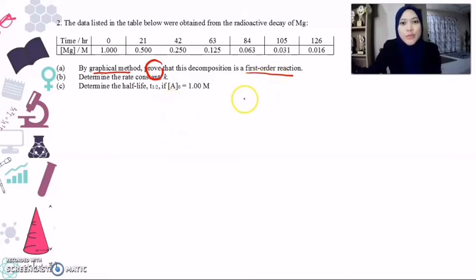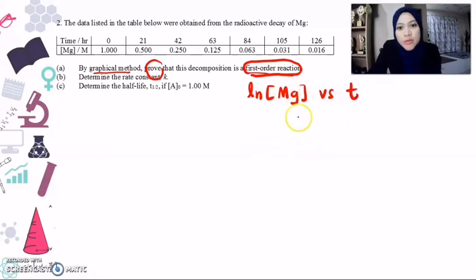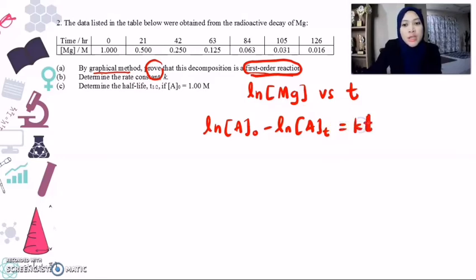In this question, I want to use the linear graph method. As it is already mentioned, it is a first order reaction. So for the first order reaction, I will plot graph ln Mg versus t. Why will I use this graph? When you want to use the linear graph method, we have to refer to our integrated rate law. For first order, it is ln A naught minus ln At equals kt. So we will plot graph ln At versus t.